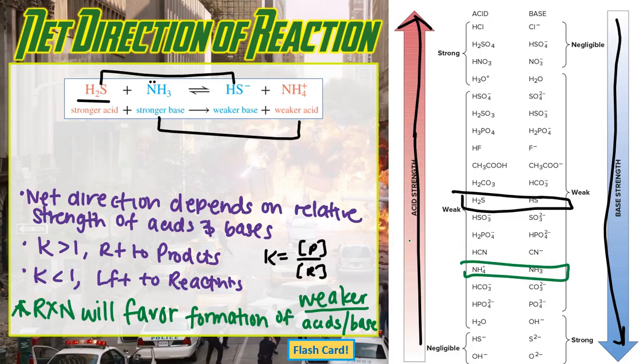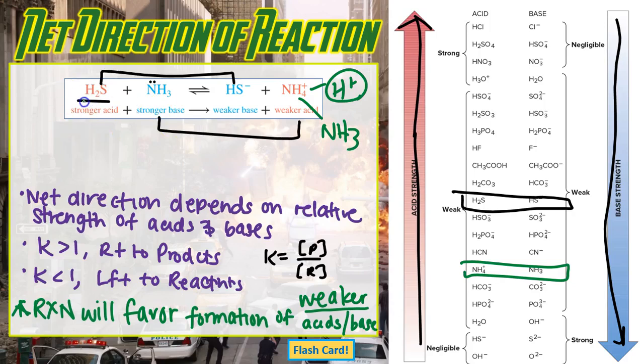And why is this going to be important? Well, think about it. If NH4 plus is stronger, that means it's going to have the ability to give up its proton and produce NH3 more, right? And so again, you'll see NH3 being produced.